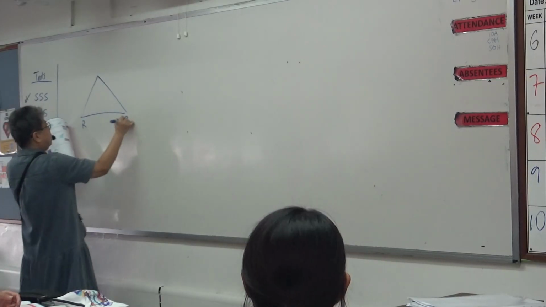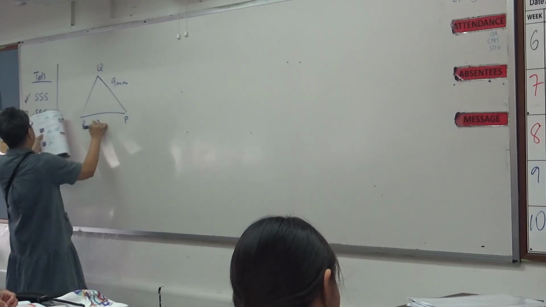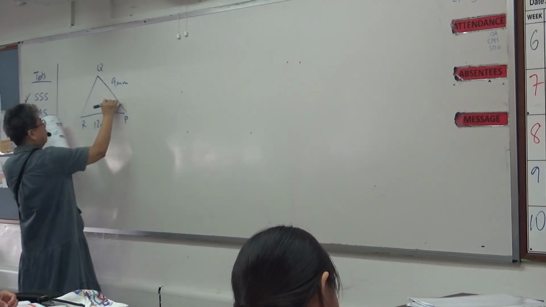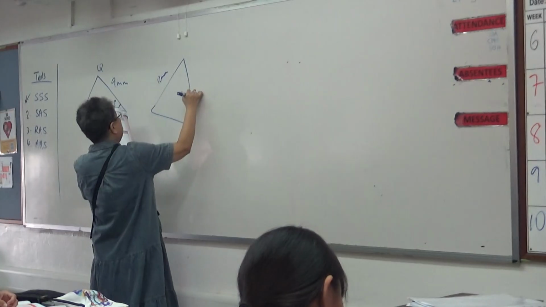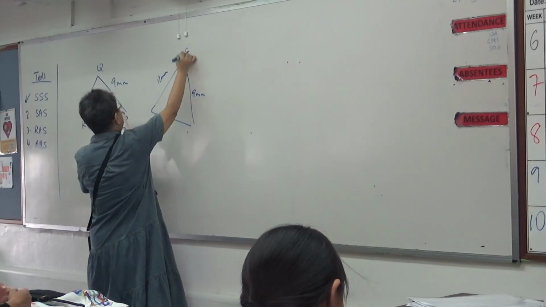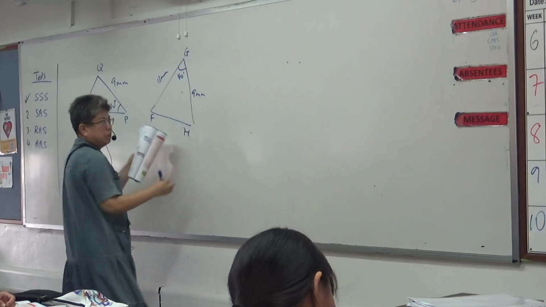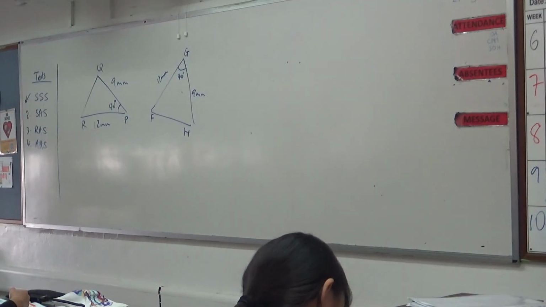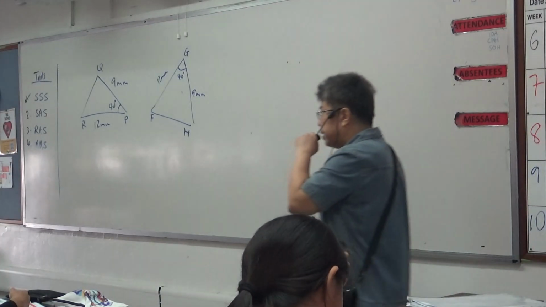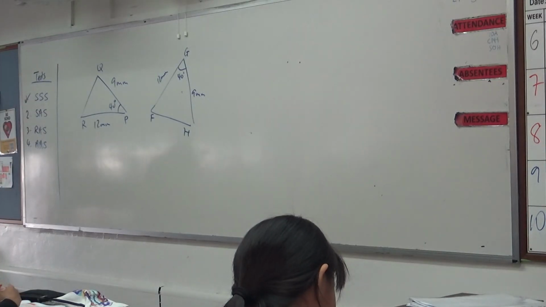Now, I have R, P, Q, 9 mm, 12 mm, 40 degrees, and 12 mm, 9 mm, G and H. This is also 40, right? Now, first you check. Is the angle given sandwiched between the two sides given? Yes, then we can use SAS.